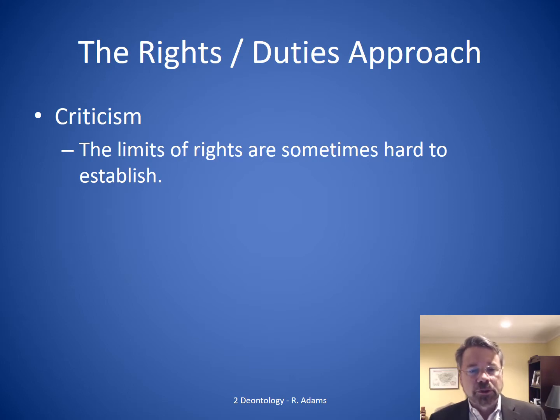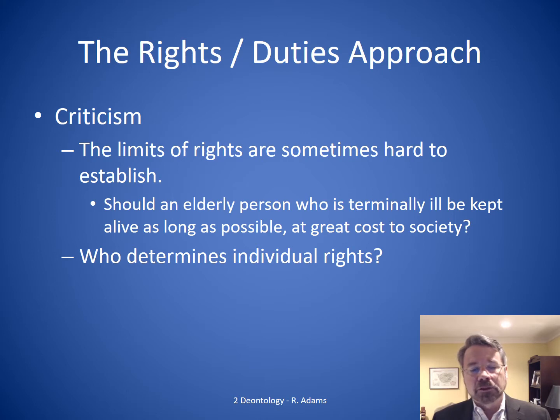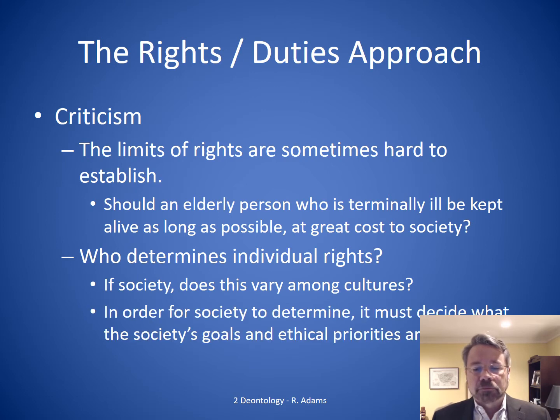We've touched upon this briefly previously, that how one limits their rights may be hard to establish. If one has a right to health, should a terminally ill person be kept alive at all costs, even though that may have a social price to everyone else in the society? The other criticism is who determines who has what individual rights. That may vary between cultures, may vary between religions. One has to sort out before you get into this debate what the society's goals are and what the ethical priorities are in looking at these rights.